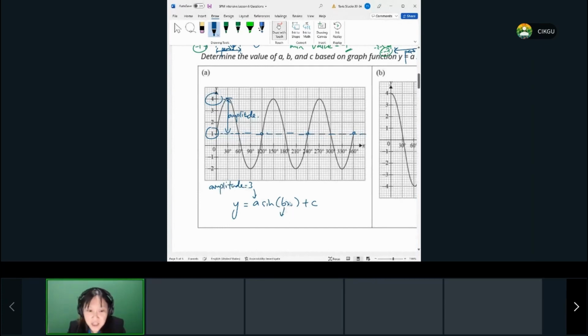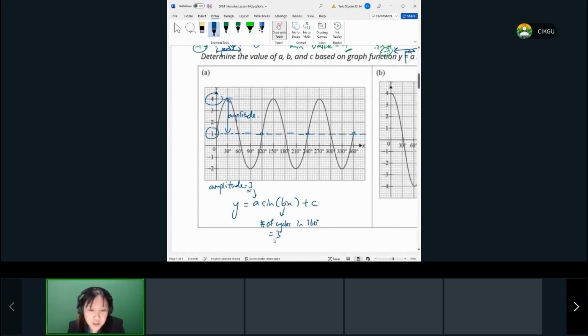What does B mean? If you recall, B is the number of cycles in 360 degrees, because this is a sine graph. Sine and cosine are within 360. If it's tangent, then within 180. Look at the logic only, just look at the graph. How many cycles are there? There we go, thanks, Vignesh. 3. Done. See? That's why it's very easy.